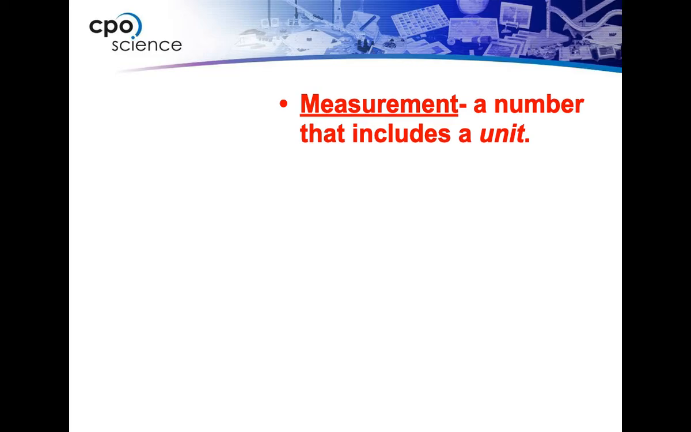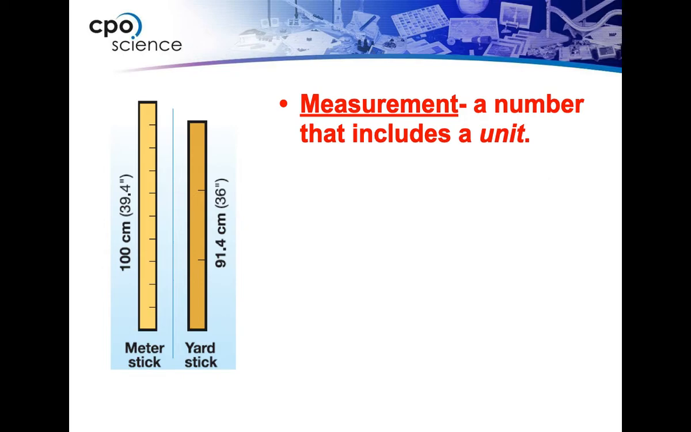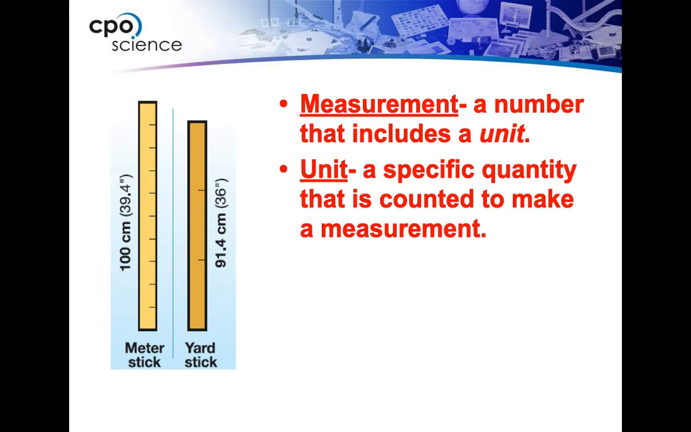So when I talked about measuring gas, that's going to be in gallons. When we're talking about milk, also in gallons. If you're in Canada, that would be in liters, right? If you're measuring fabric, then that's going to be in yards. So it's very important to note that measurements always include a number plus a unit. So a unit is a specific quantity that is counted to make a measurement.